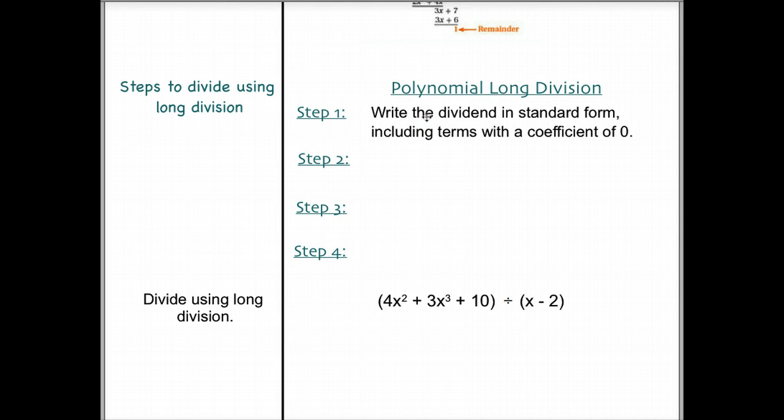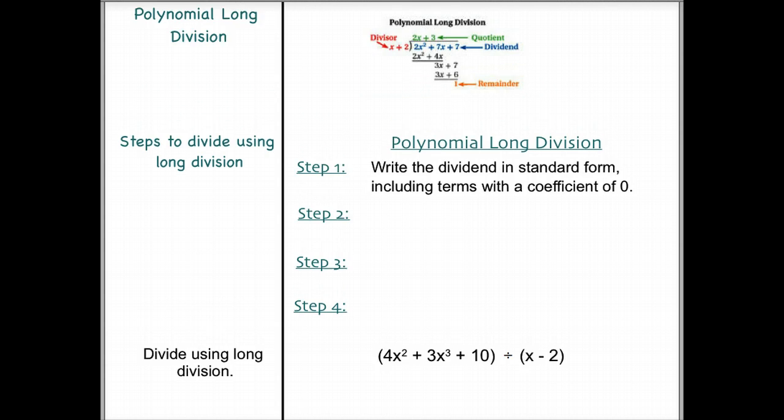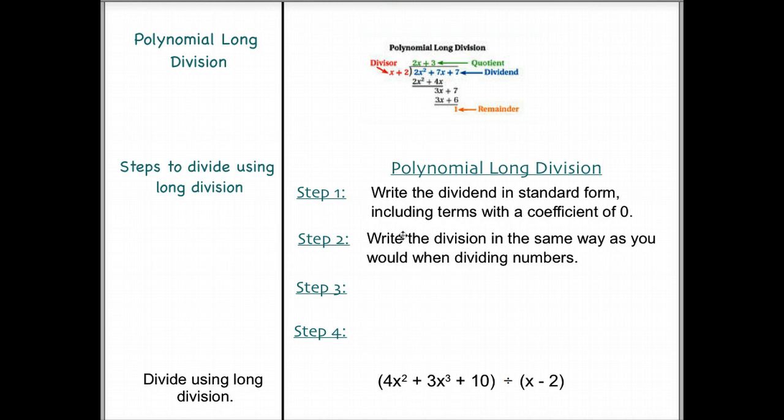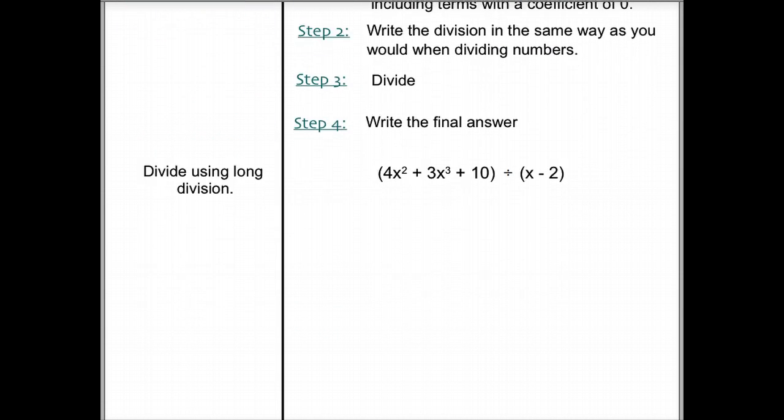The first step is to write the dividend in standard form, including terms with a coefficient of 0. Remember, the dividend is the one inside the box. Step 2, write the division in the same way as you would when you're dividing numbers. So again, it's going to look like the chart from above. Then we divide and write the final answer. So it seems easy enough.